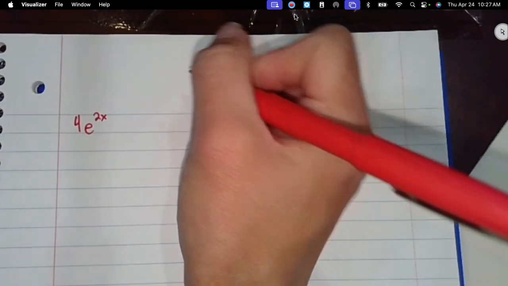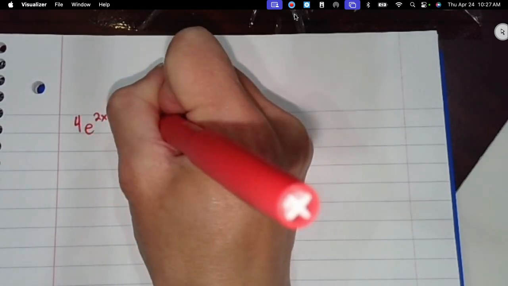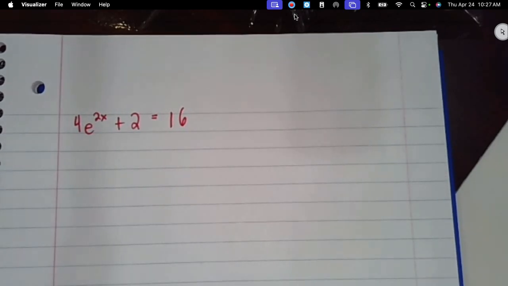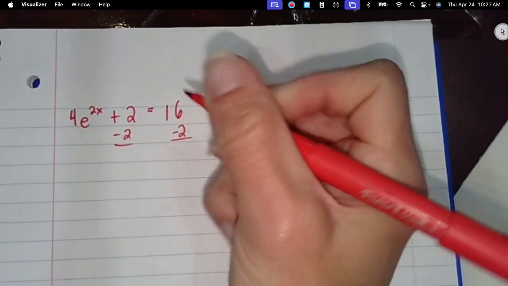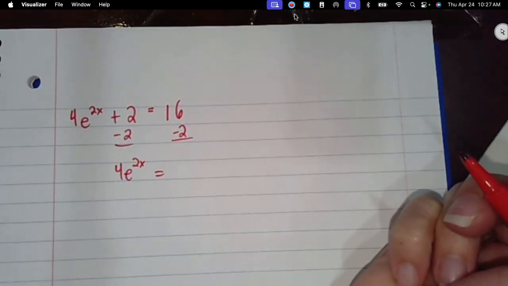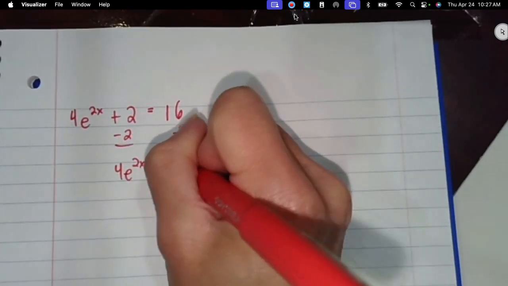4e to the 2x plus 2 equals 16. You gotta answer me. Okay, how do you solve for x? Wait, why is there an e? I know, what's the opposite of e? LN. Okay, so how do you solve for x? What's the first thing you would do? Move the 2. Very good. Subtract 2. And what is 16 minus 2? 14. Okay, then what do you do?